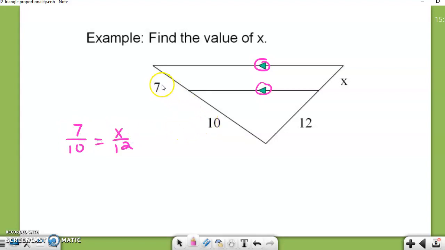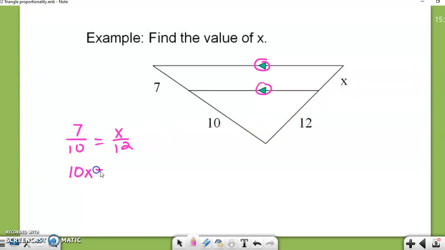Guys, I could do 10 over 7 equals 12 over x. I could do 10 over 12 equals 7 over x. I could do x over 7 equals 12 over 10. I could do 10 over 17 equals 12 over 12 plus x. There's lots of proportions, just as long as you keep your pattern the same.